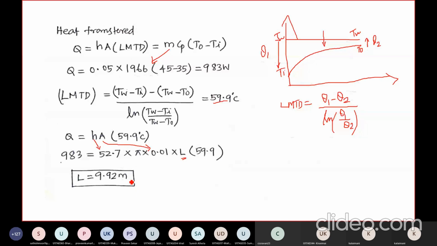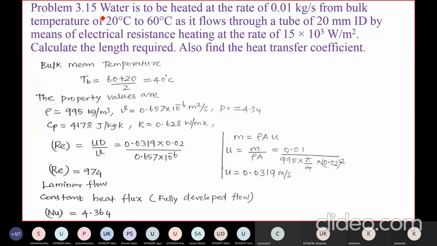Then problem number 3.15. In this problem, water is to be heated at the rate of 0.01 kg per second. The mass flow rate is given, from a bulk temperature of 20 degrees Celsius to 60 degrees Celsius as it flows through a tube of 20 millimeter internal diameter by means of electrical resistance heating at the rate of 55 into 10 power 3 watt per meter square. Calculate the length required. Also find the heat transfer coefficient.